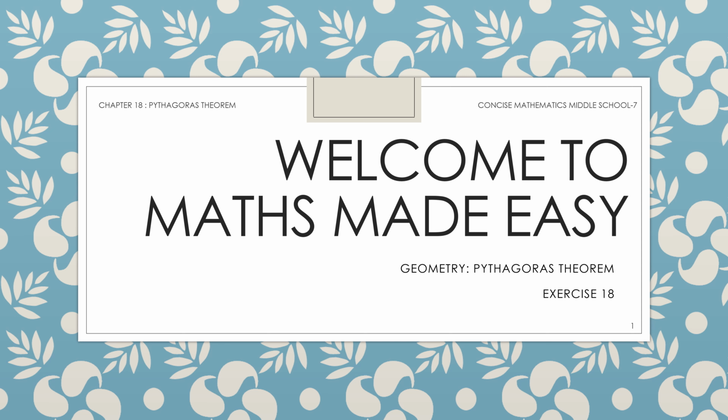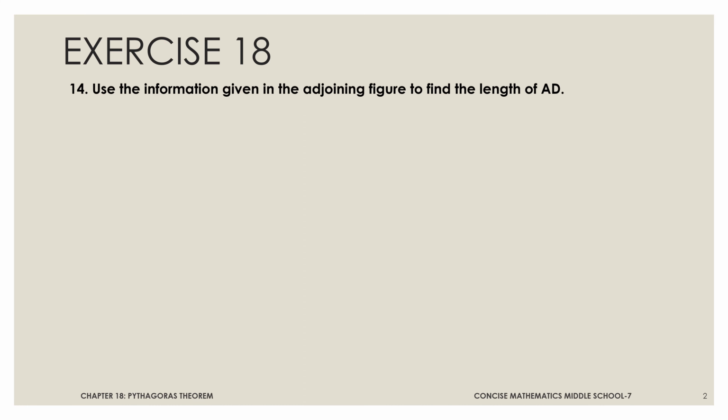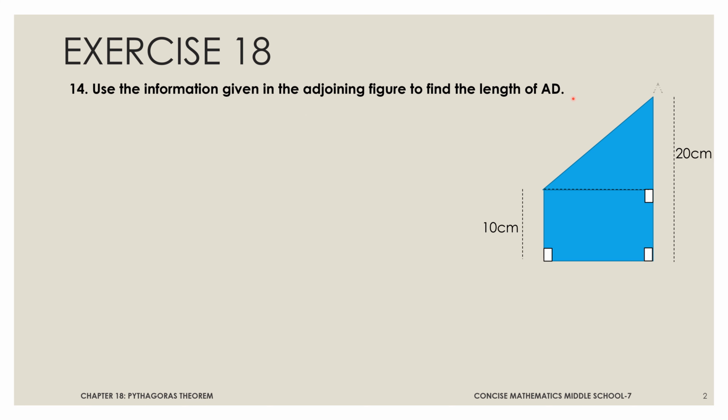Let's continue with Pythagoras Theorem, exercise 18, part 14. Here is the 14th question. Use the information given in the adjoining figure to find the length of AD. Here they have given a diagram. This is the diagram which is given by them.